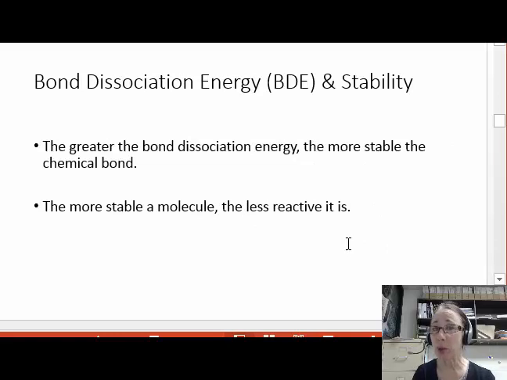The greater the bond dissociation energy, or the more energy required to break a bond, the more stable the bond is. The more stable a bond, the less reactive it is. Another way to think about the bond dissociation energy is that it is also the energy released when a bond forms. The more energy that is released when a bond forms, the more stable that bond is.